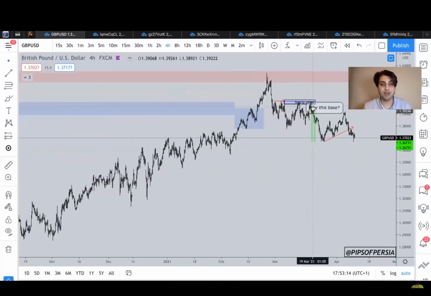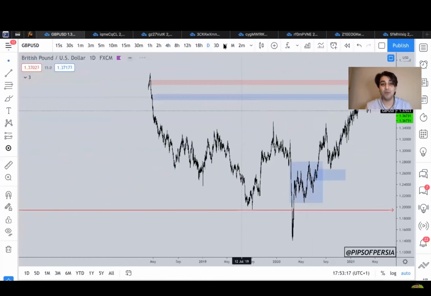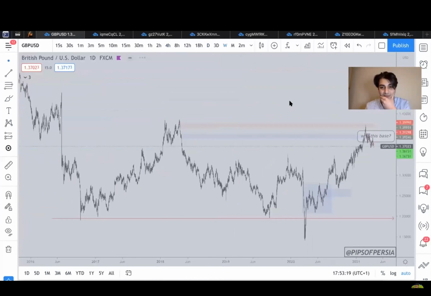But generally speaking, with GBP USD, let's start off on the higher time frame. So example, daily or weekly. I want to actually start off on the weekly time frame.